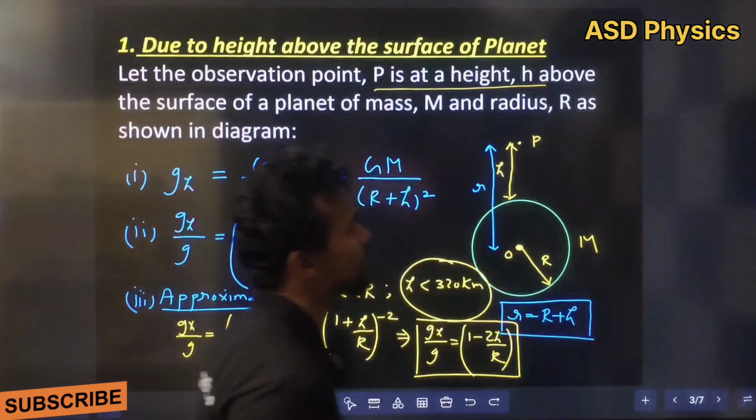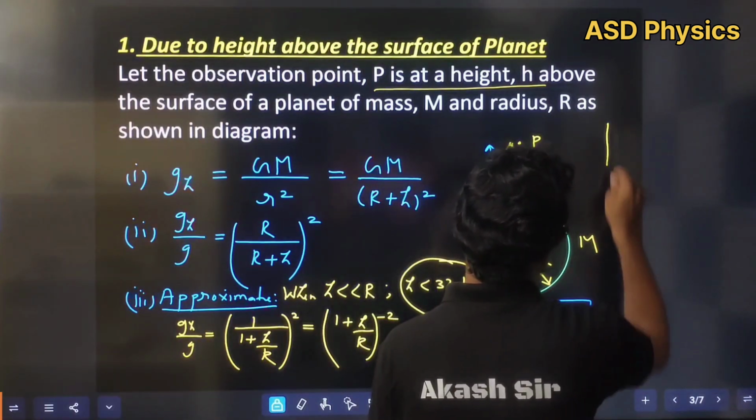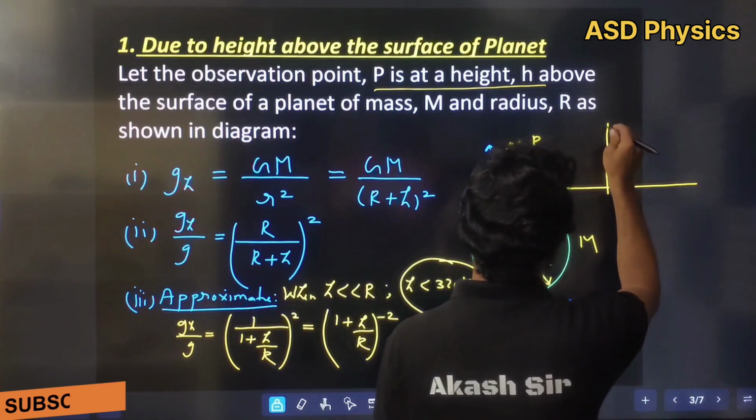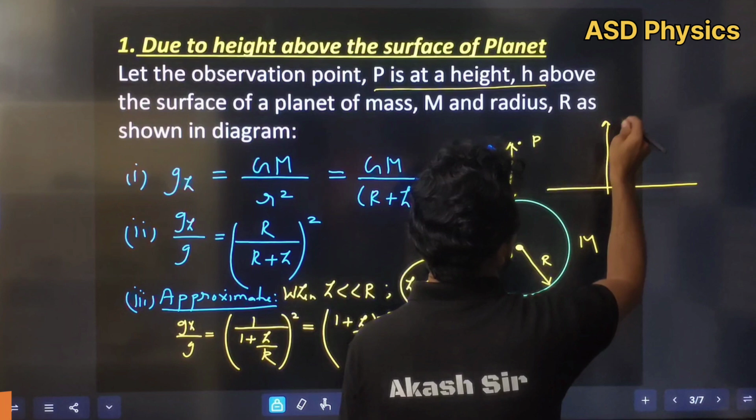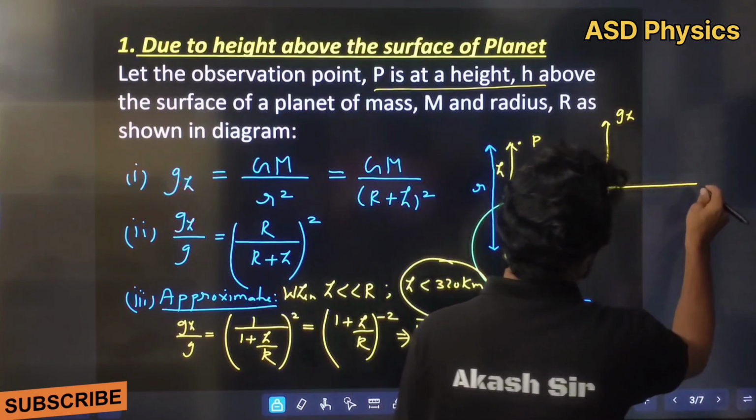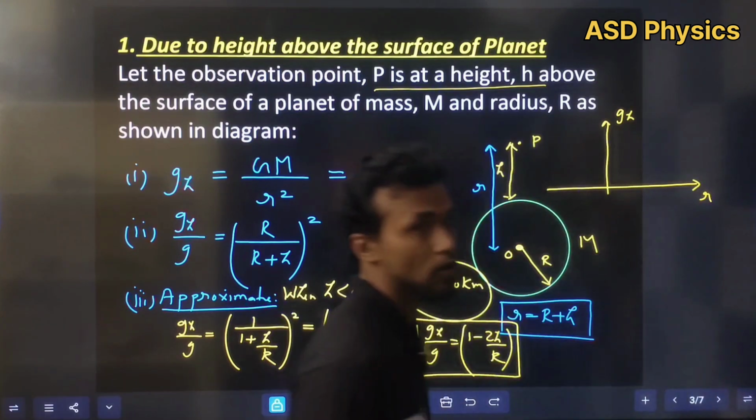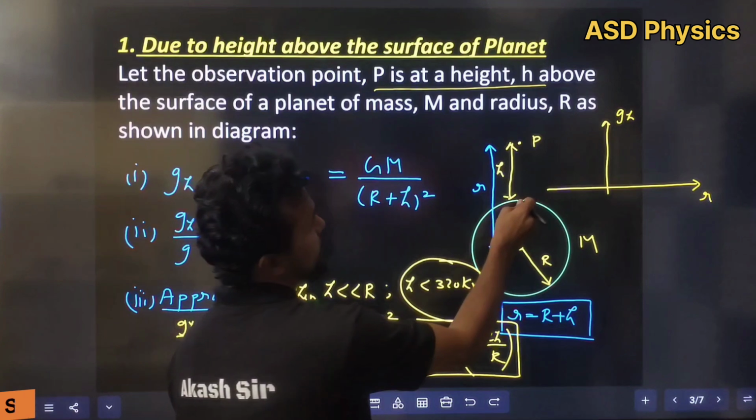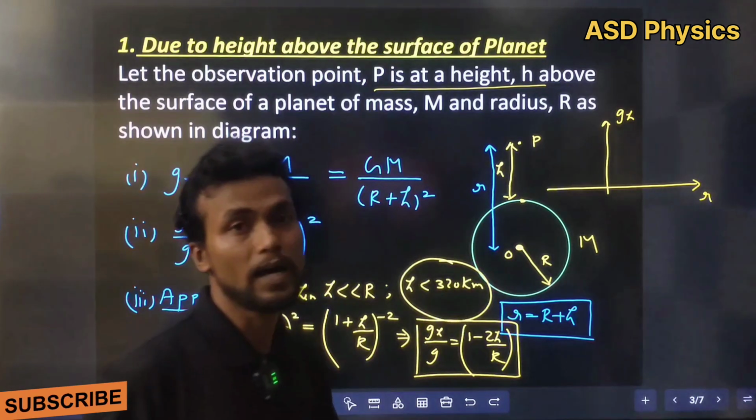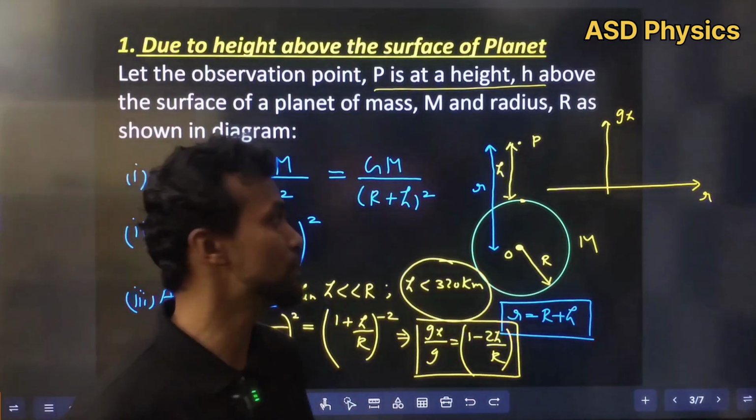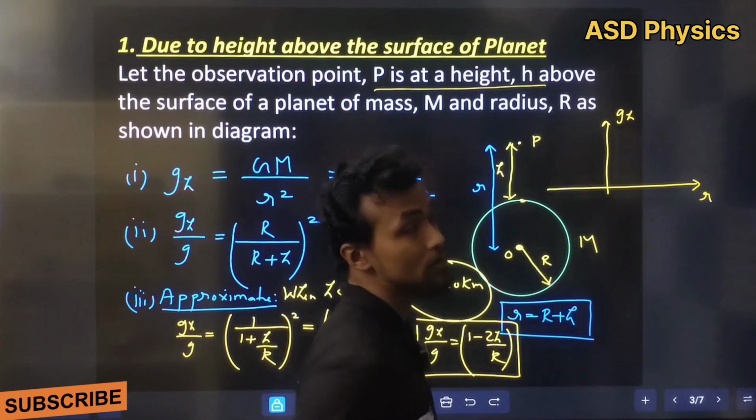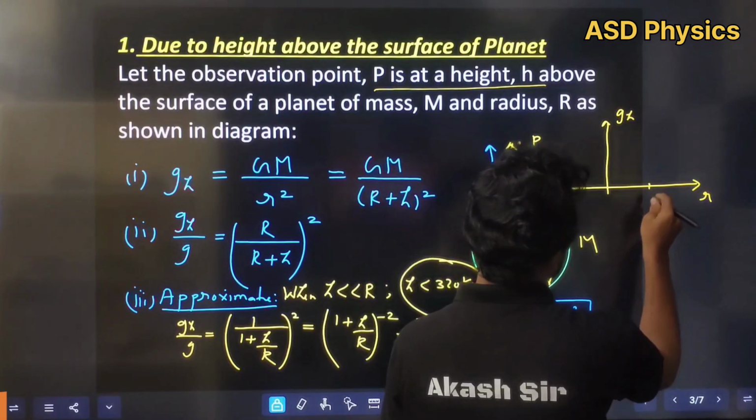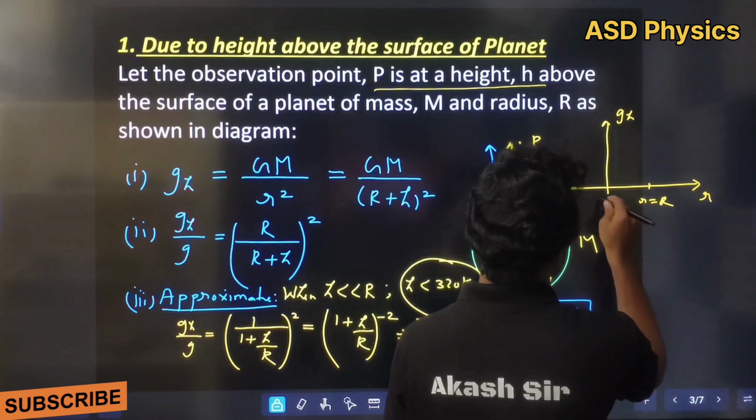Now, after that, I am drawing the graph here. See, this side is gh and this side is r. Okay, so tell me please, when we are on the surface of the earth or the surface of the planet, then value of small r will be how much? Capital R here. Okay, so on the surface of the planet, small r is capital R.